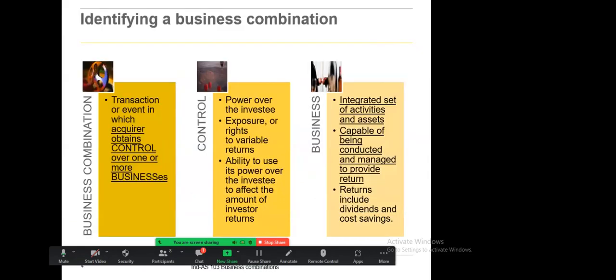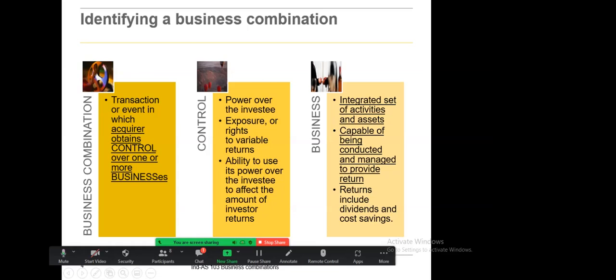Now coming on to, we need to identify what is a business combination. For identifying the business combination, we need to check certain things. First of all, the business that we are acquiring, we need to first understand whether there is a business or not. So what does it say? What is a business? A business is an integrated set of activities and assets which are capable of being conducted and managed to provide returns.